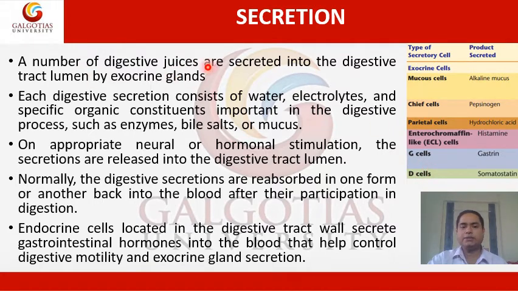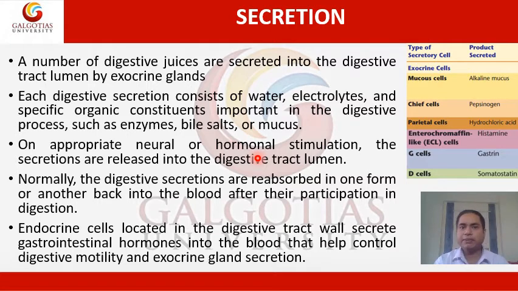A number of digestive juices are secreted into the digestive tract lumen by the exocrine glands. Each digestive secretion consists of water, electrolytes and some specific organic constituents that are important in the digestive process, such as enzyme, bile salt or mucus. On appropriate neural or hormonal stimulation, the secretions are released into the digestive tract lumen. Normally, the digestive secretions are reabsorbed in one form or another into the bloodstream.